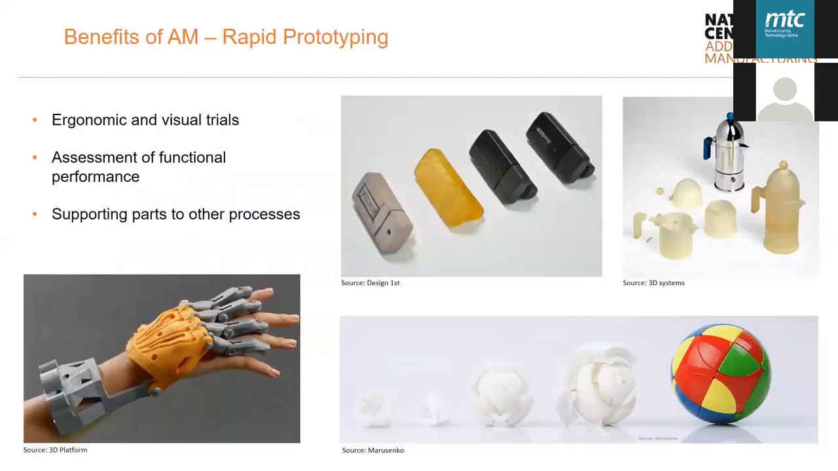So I'm just going to touch on the rapid prototyping benefit. You can see through these examples, AM has been used for ergonomic and visual trials. It can be used to manufacture components that can assess the functionality and performance of that component. And they can also be used to support other processes within your manufacturing supply chain. You can see over here some of the examples of AM being used for rapid prototyping.